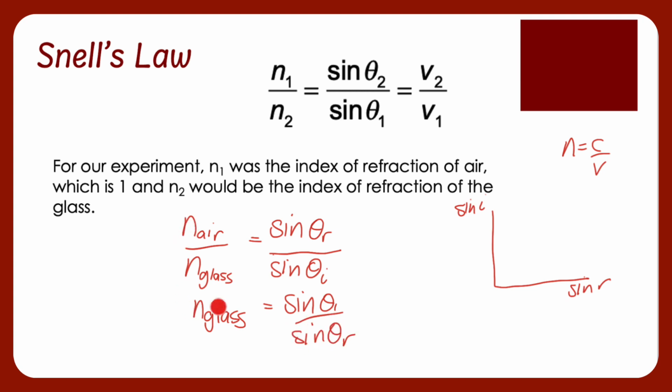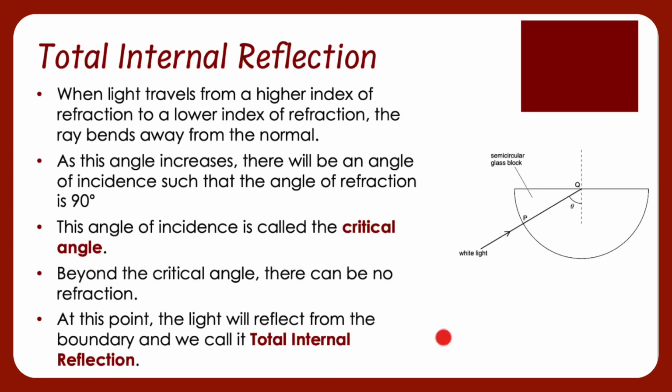Remember, air is 1, so I could just divide by 1 here, or I could ignore it. And what do I have this for? Well, that's the gradient of this line of best fit. I want to talk about a very special case. Now, when I go from glass to air, because I'm going from something with a higher index of refraction, for example 1.5, to something that's lower, air is at 1, I'm going to bend away from the normal.